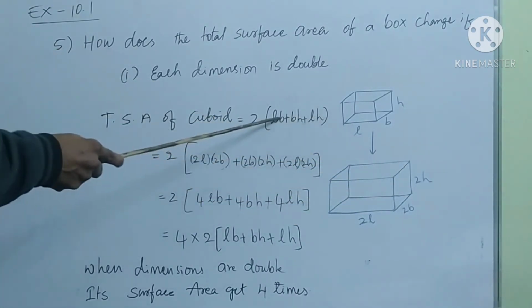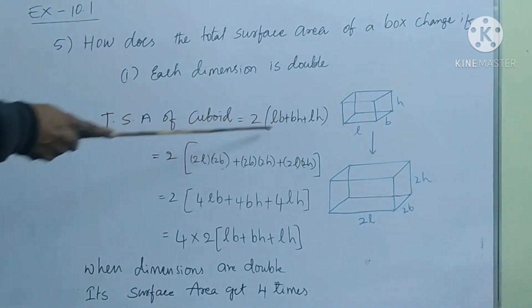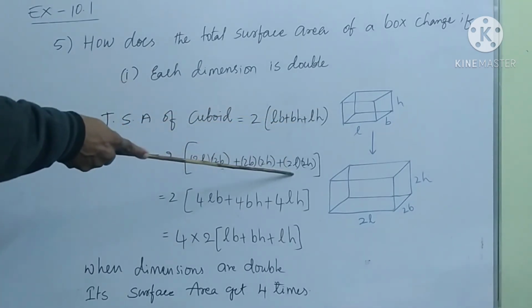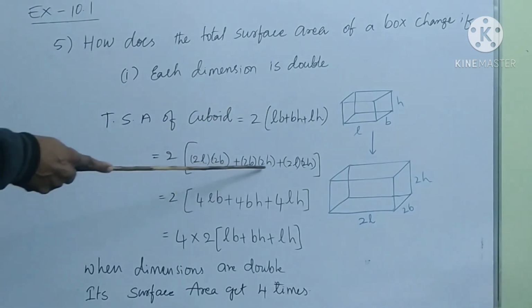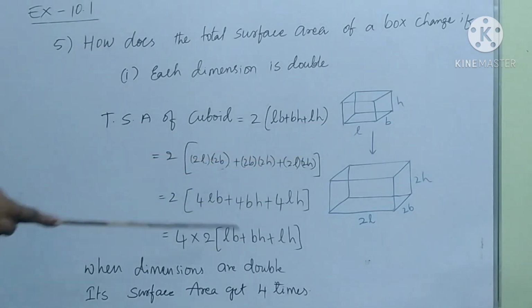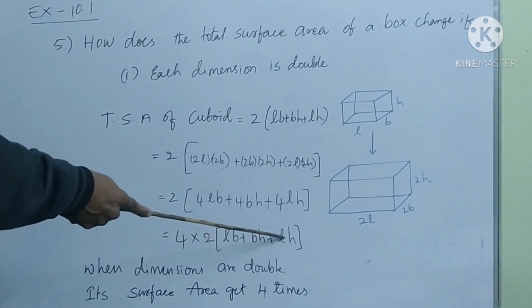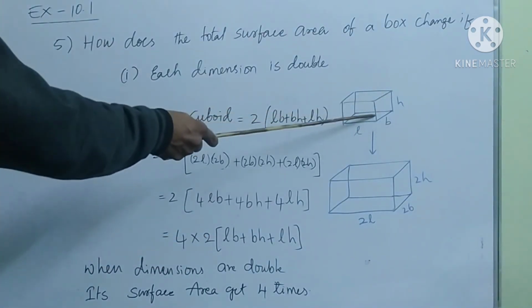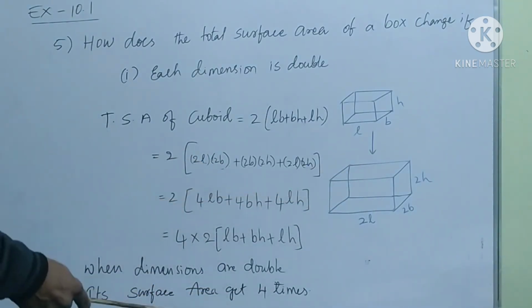Substitute these values in our formula. So that is equal to 2 into (2l·2b plus 2b·2h plus 2l·2h). That is 2 into (4lb plus 4bh plus 4lh). 4 is common, so 4 into 2 into (lb plus bh plus lh). So our final result: when the dimensions are doubled, the surface area becomes 4 times. This is the final result.